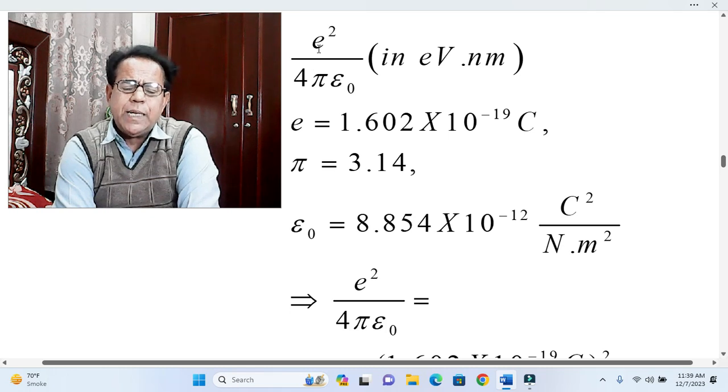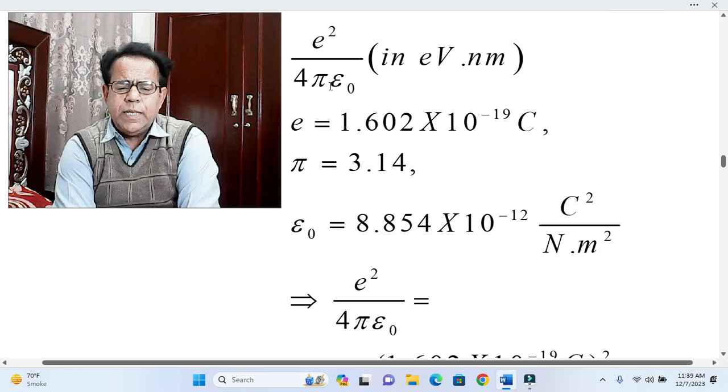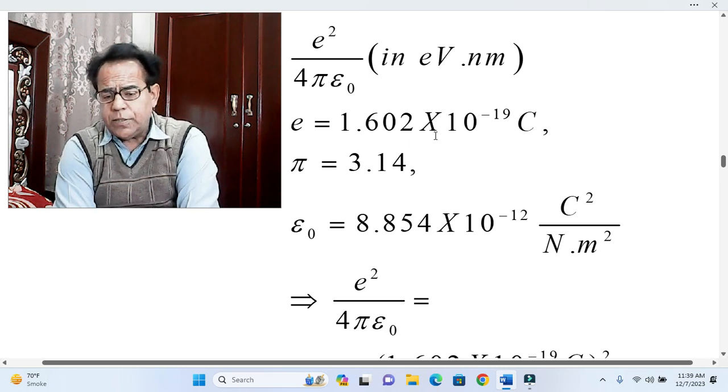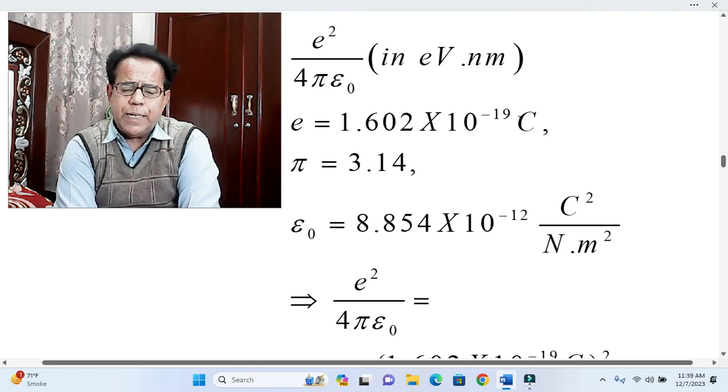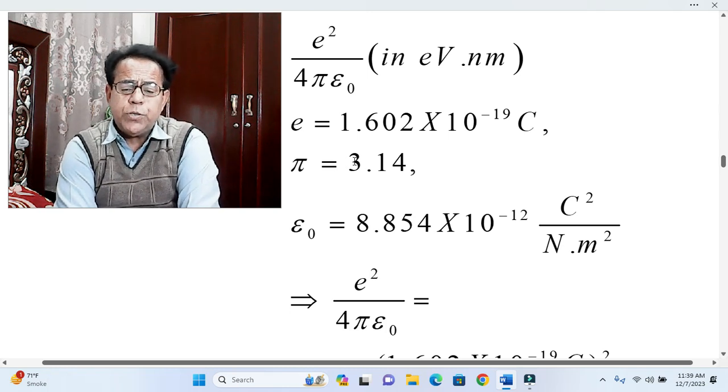But here we have adopted the practice in which we have used three values, 4 is a constant. e equal to 1.602 into 10 to the power minus 19 coulomb. This is the elementary charge, electronic charge, charge of a proton, charge of an electron. This is included in the table, which is included in the snapshots. Pi is equal to 22 by 7, and this is taken as 3.14.